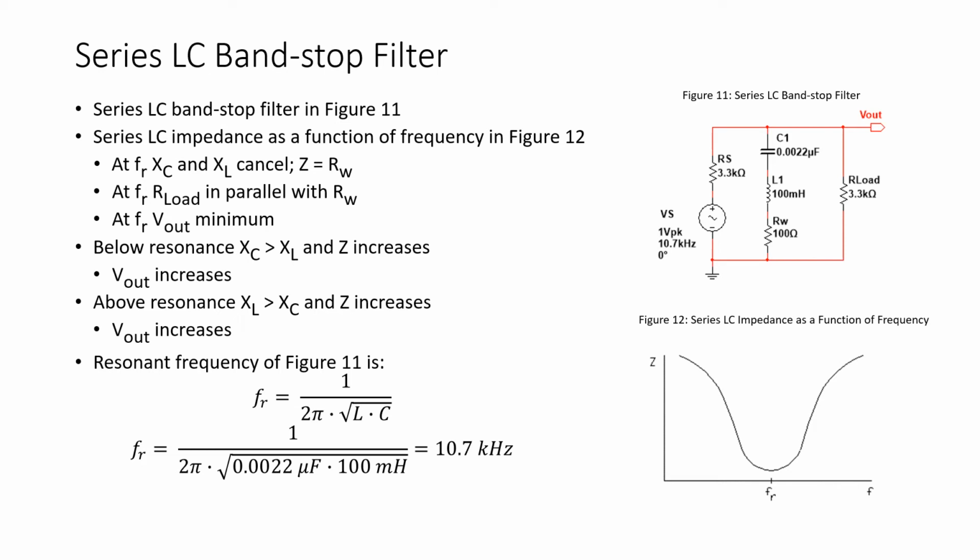Now, at frequencies below resonance, X sub C becomes greater than X sub L and the impedance increases. Therefore, the circuit finds an easier path through R load than through the LC branch, and the output voltage will increase. And at frequencies above resonance, X sub L is greater than X sub C. The impedance of the LC combination increases. Therefore, current finds an easier path through the load resistor, and of course, the output voltage will increase. And the resonant frequency of the circuit of figure 11 is 10.7 kilohertz.